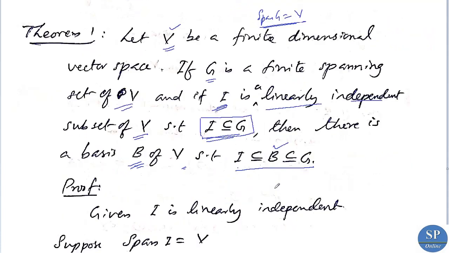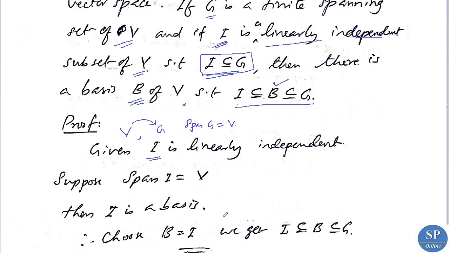Here we are given that V is a finite dimensional vector space, and G is a finite spanning set of V, that is, span of G is equal to V. Also we are given that I is linearly independent. Now we are considering two cases. First case: suppose span of I is equal to V. Actually, we need to find a basis B of V such that I is a subset of B, which is a subset of G.